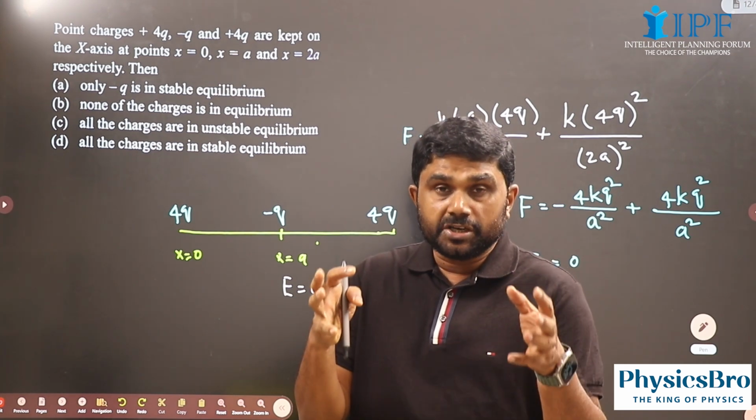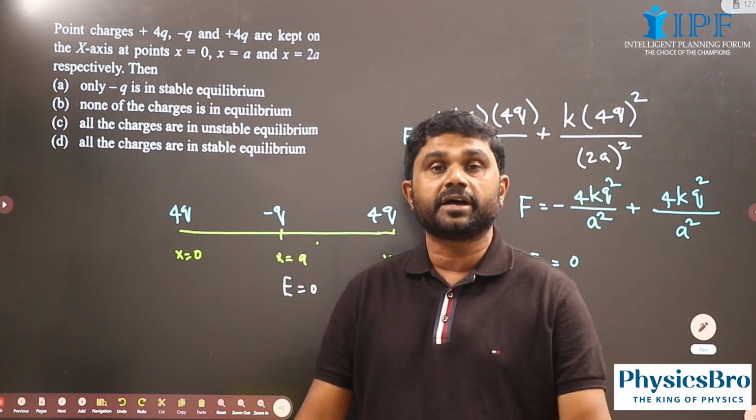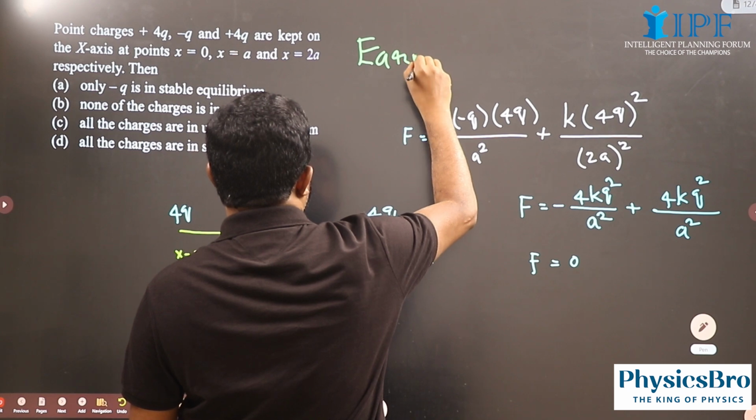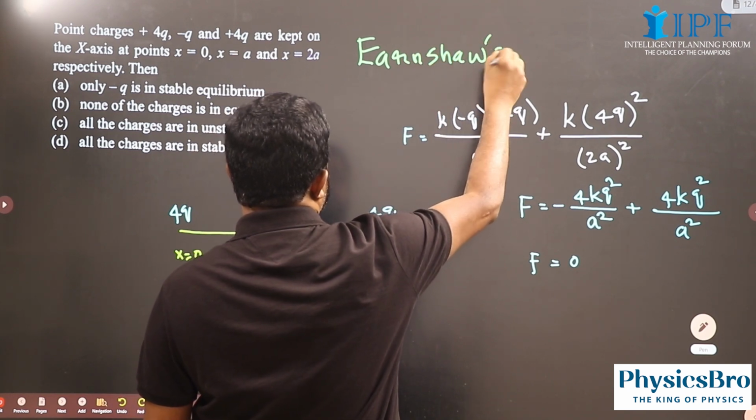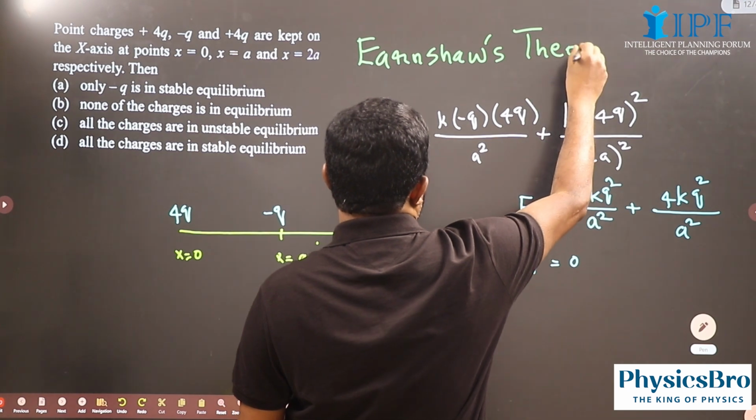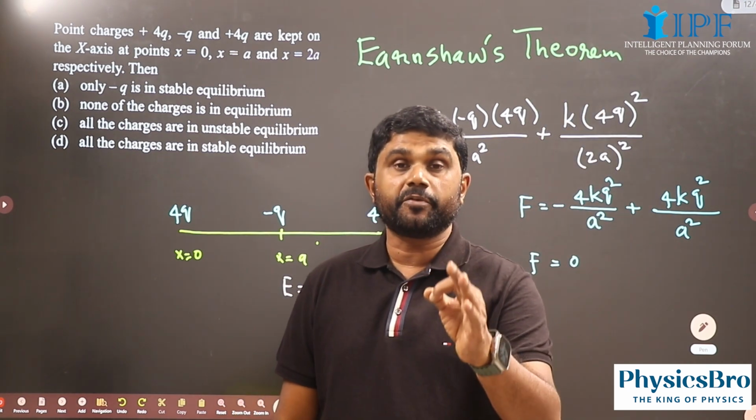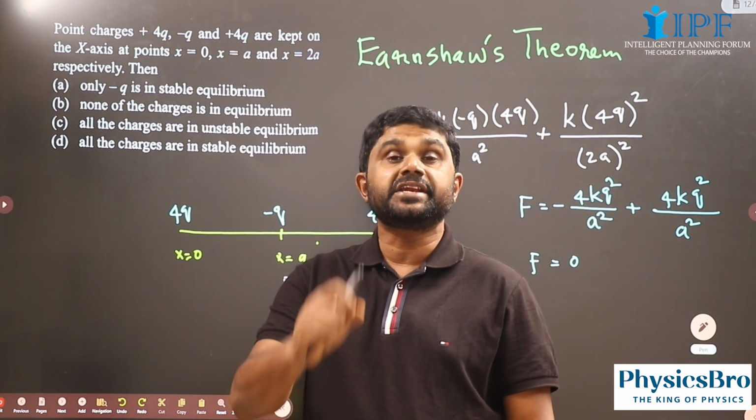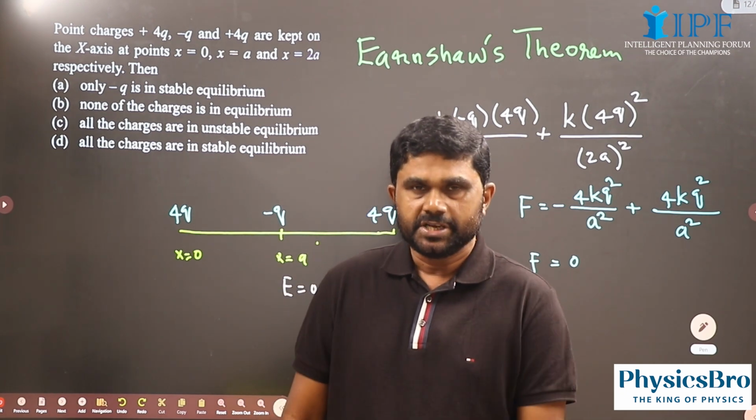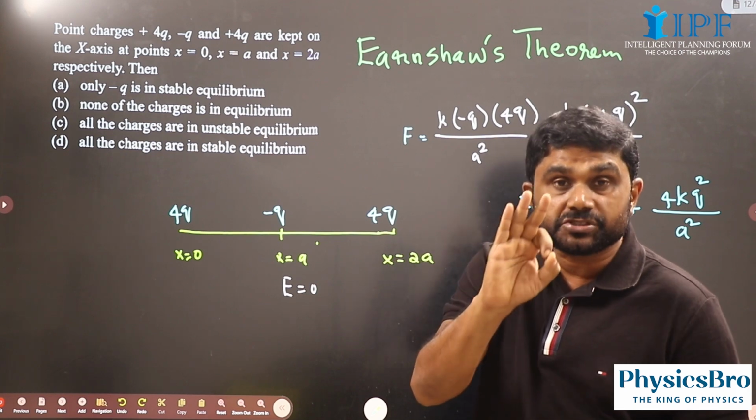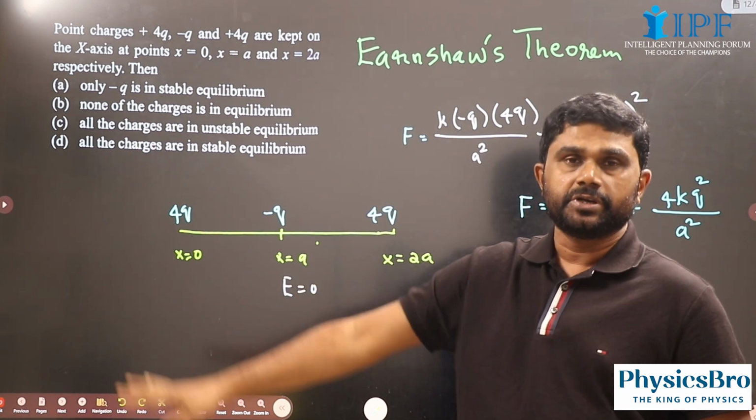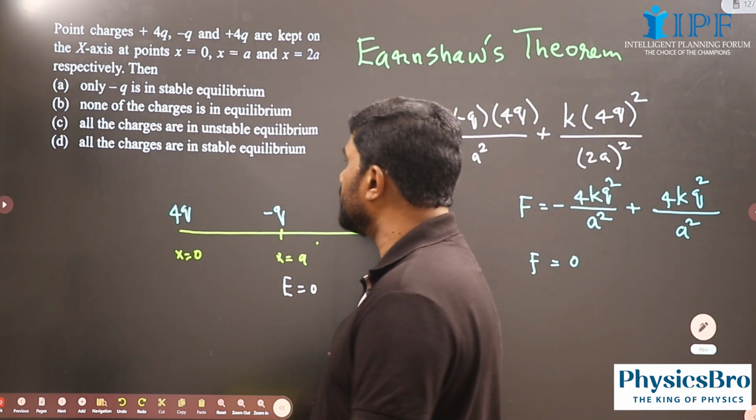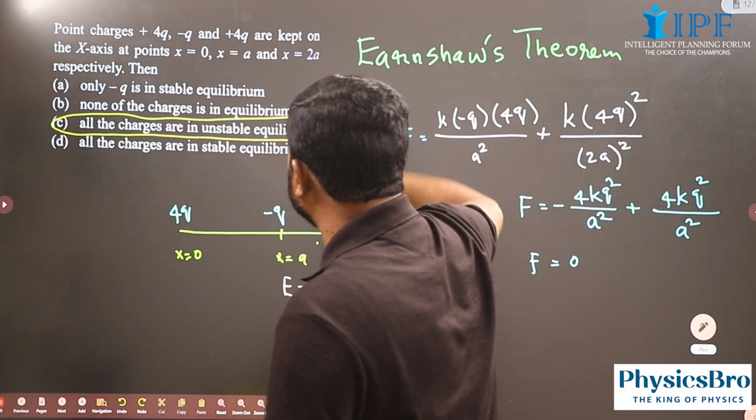See, in electrostatics there is a beautiful, wonderful law that is called Earnshaw's theorem. Okay, this is Earnshaw's theorem. What is that? The equilibrium of a system of charged particles under the Coulombian forces alone can never be stable. That is Earnshaw's theorem. Here the system is in equilibrium under the electrostatic forces alone, under the Coulombian forces alone. Then no doubt that equilibrium can never be stable. Okay, so all the charges are in unstable equilibrium.